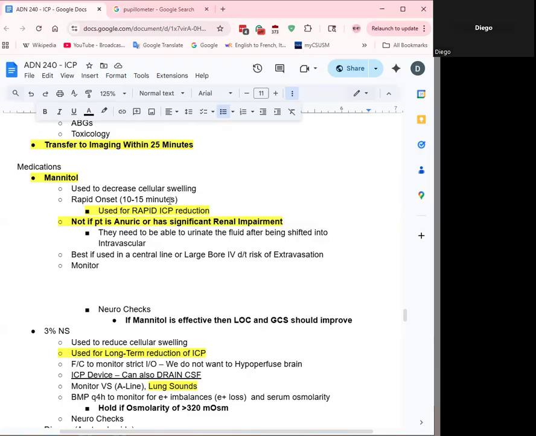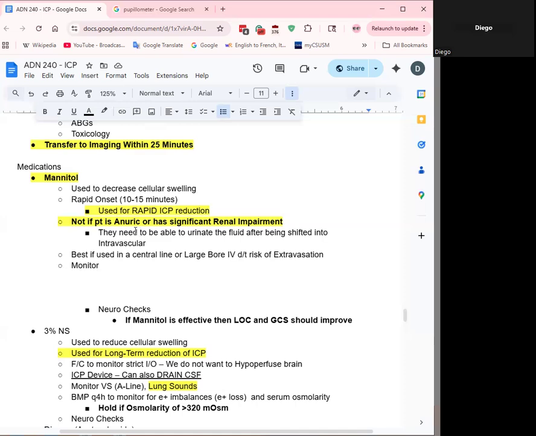It's actually a sugar because it ends in -ol. So the infusion of this is going to cause the osmolarity in your circulation to be increased, which is going to cause fluid from cells to want to rush into the circulation. So swelling that is occurring in the brain, some of that fluid will shift back to the circulation because of the mannitol.